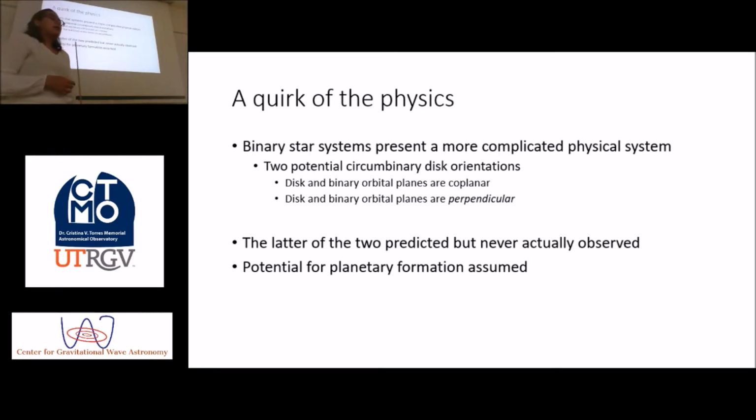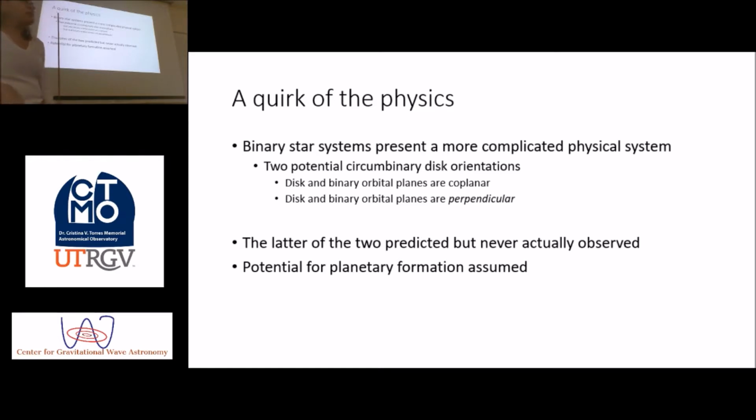Well, in a single star system, there's really only one orientation in which the disk will form, unless there's some sort of very large object flying into the plane of orbit. But binary star systems are a little more complicated as a physical system. And so there are actually two potential orientations for the circumbinary disk that are theorized.